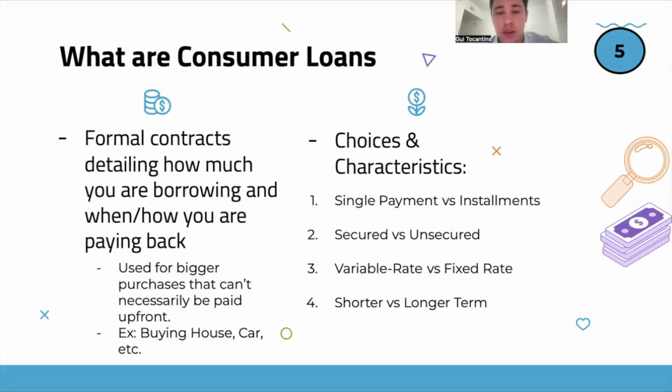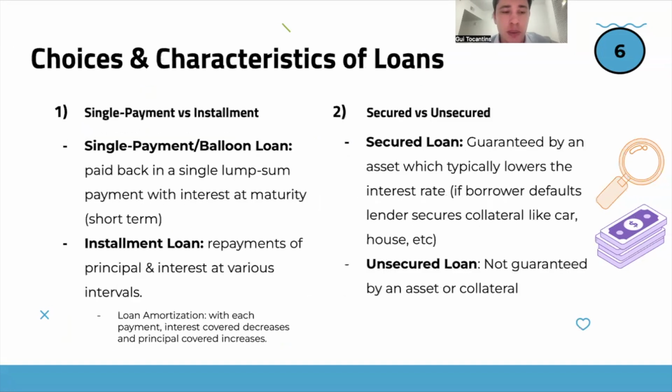When taking out a loan, you have a couple options, such as single payments versus installments, secured versus unsecured, variable rate versus fixed, short versus long term. Single payment loans are paid back in a single lump sum payment with interest at maturity. So that means they're usually short term and cover less value. Versus installment loans, which are repayments of principal and interest at various intervals. And this process of repaying a loan is called loan amortization.